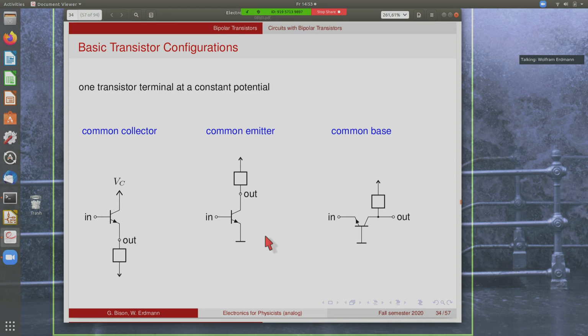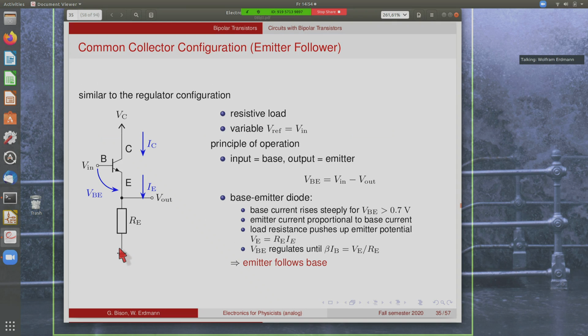We'll start by looking at the common collector configuration here, where we connect the collector to a fixed supply voltage and connect the load to the emitter here. And then we vary the input, and that'll be the so-called emitter follower. And that is shown here. It's a similar configuration to the regulator, but now we use not an arbitrary load, but we put a resistor here. This is the emitter resistor, RE.